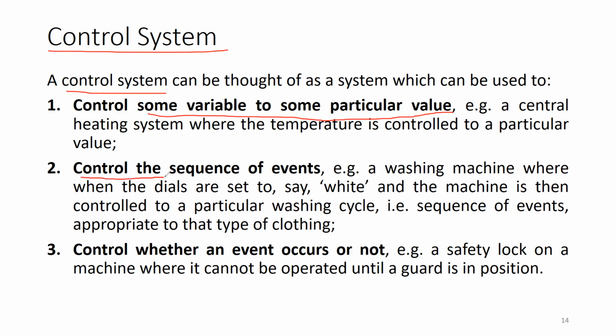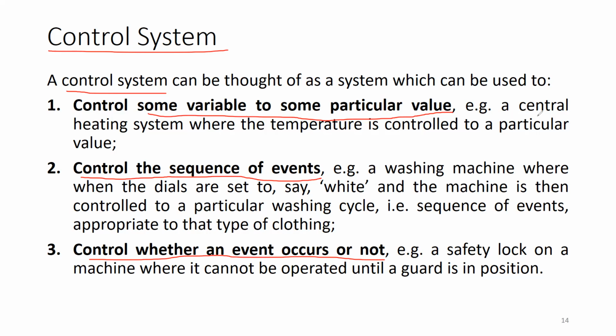What is the work of a control system? Control system can control a sequence of events, and control system can control the occurrence or non-occurrence of some event. So three main purposes of control systems. Control system either controls a variable value.